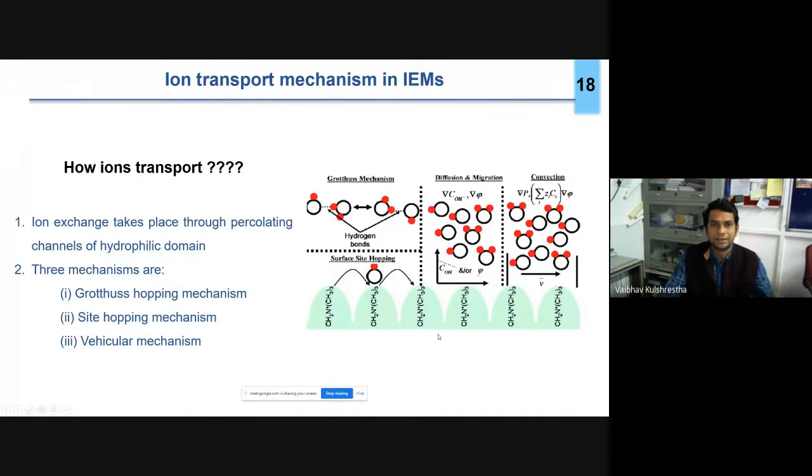So transport in the membrane takes place by different types of mechanism. It is the Grotthuss mechanism, another is diffusion and migration, and the convection method.